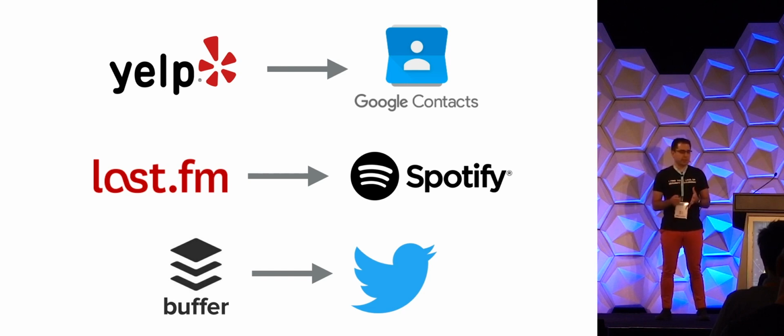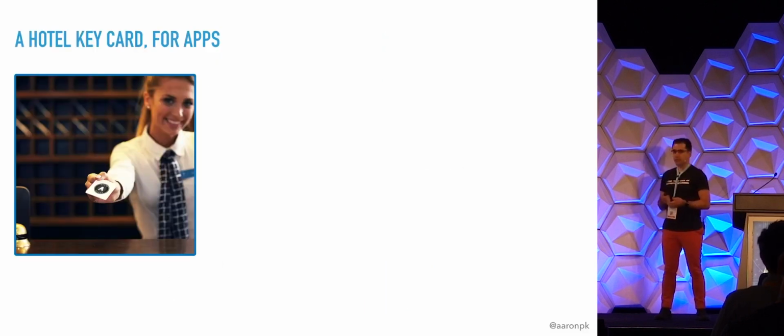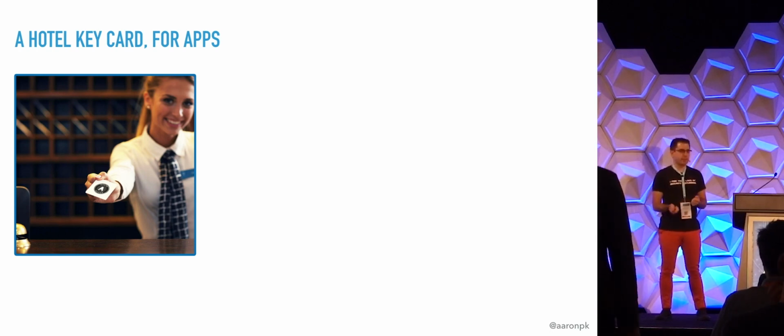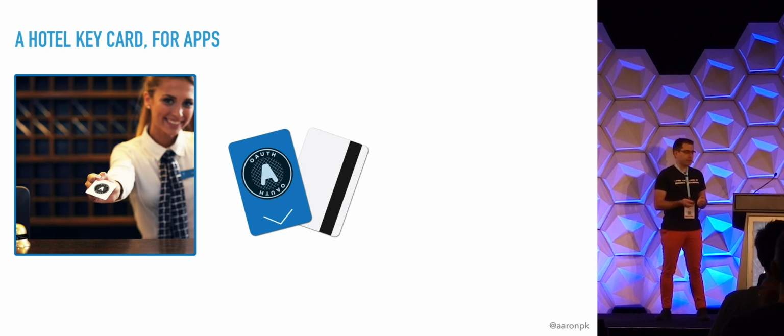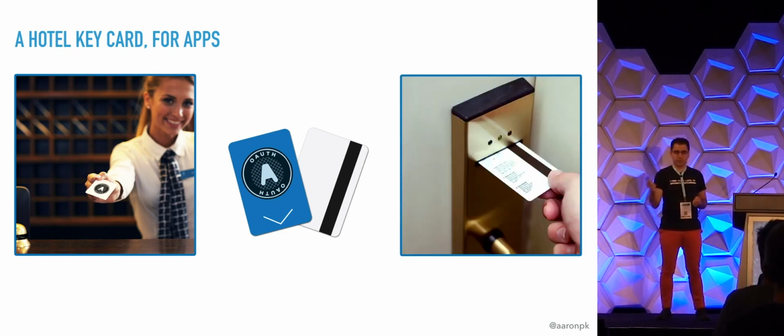I like to think of another analogy of checking into a hotel. So when you go to a hotel and you check into the front desk, you give that person your ID card. They give you a hotel key card. So you take the hotel key card and you go to the door, and you swipe the key on the door, and the door lets you in. Now, this is exactly analogous to an OAuth exchange.